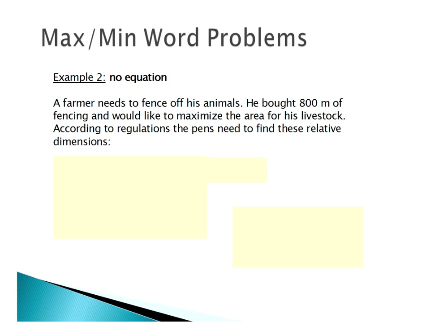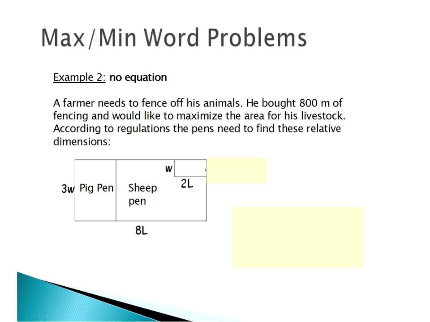But here's an example where we don't have the equation. So this is a lot tougher. So we have this farmer. He needs to fence off his farm according to these dimensions. We've got this pig pen, we've got this sheep pen, and then he's got this area for his kids.